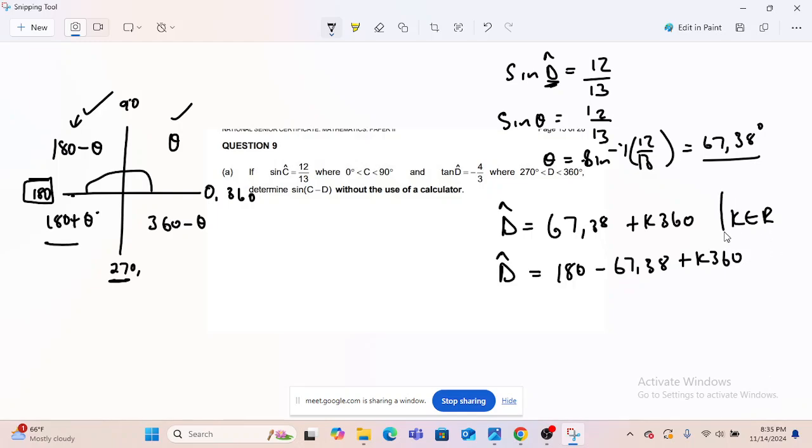There's no need for you to write this twice. You can write it once, but let me just write it for the sake of writing it. Once you write it once, most of the time they mark it once, so I think when you write it once, it will be okay. All right. Then what is 180 minus 67.38? 112.62, right? Plus K 360 degrees.